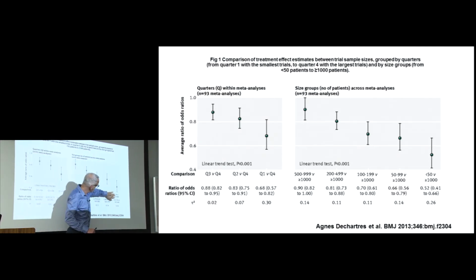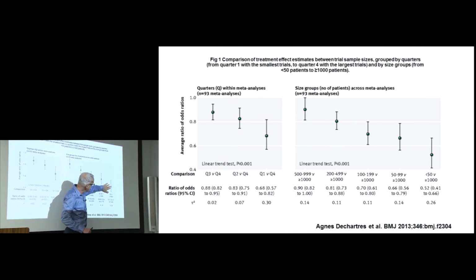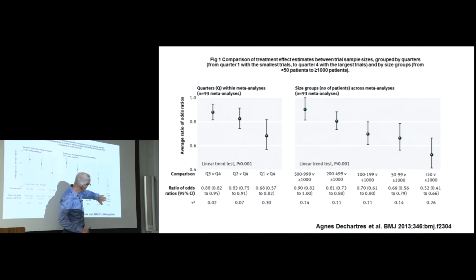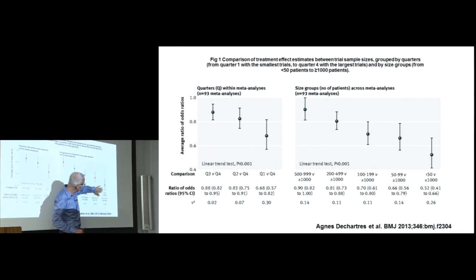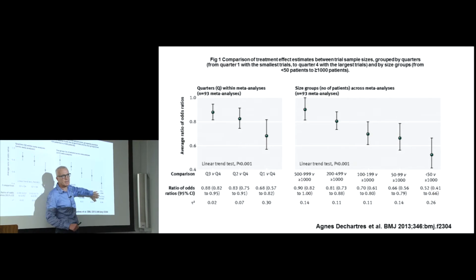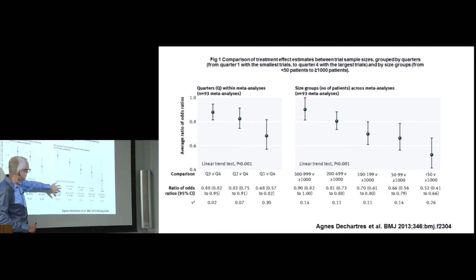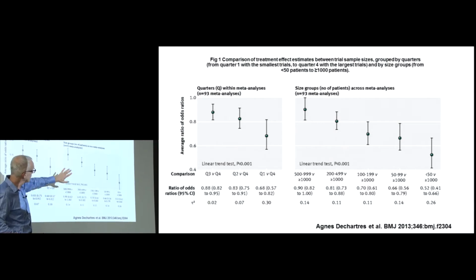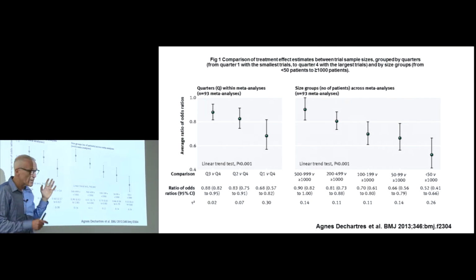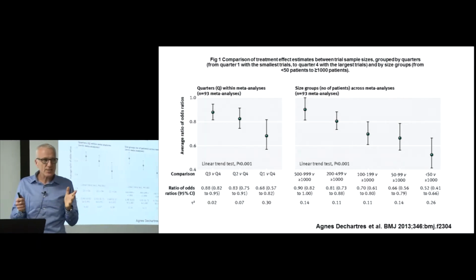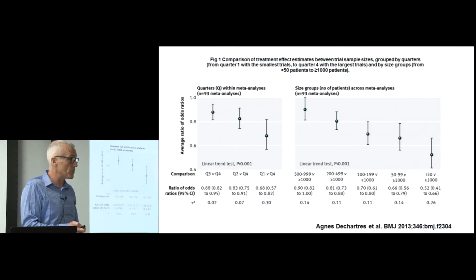Small trials, with less than 50 patients, compared to larger trials with more than 1,000 patients, get much bigger treatment effects. So small trials always greatly overestimate the treatment effects if you look across meta-analyses. So meta-analyses of small trials are really unreliable.